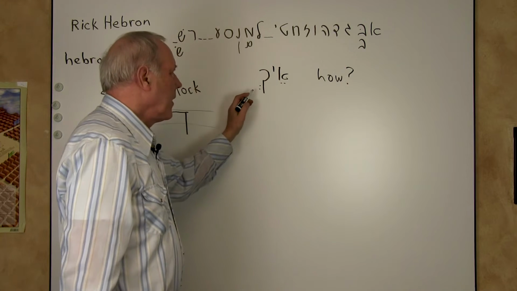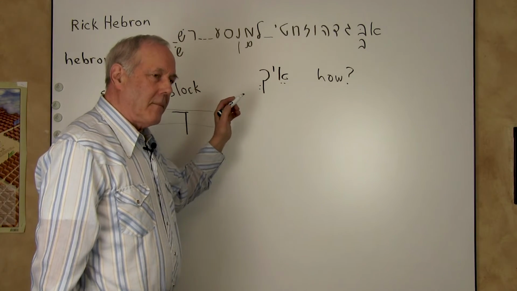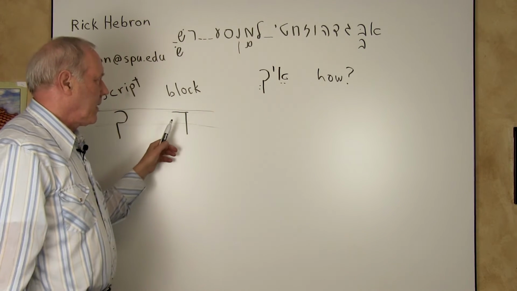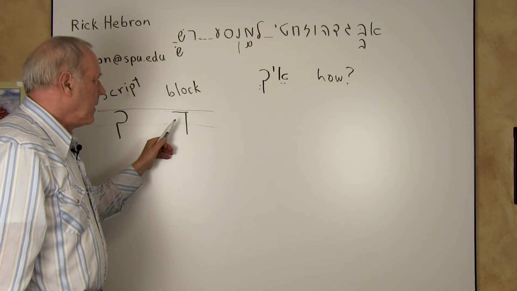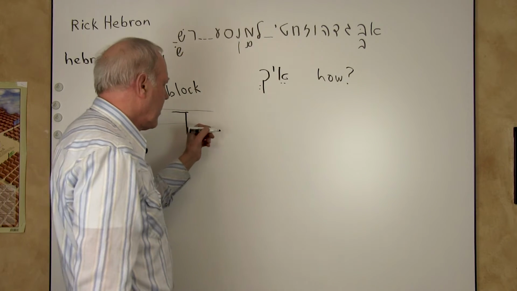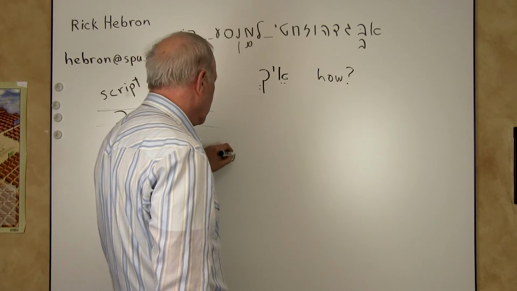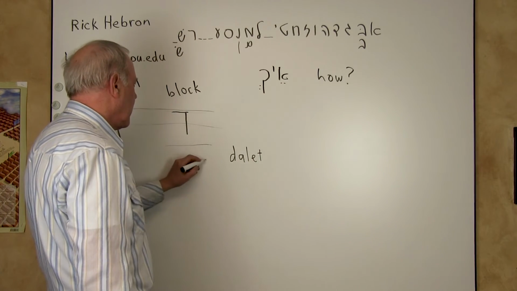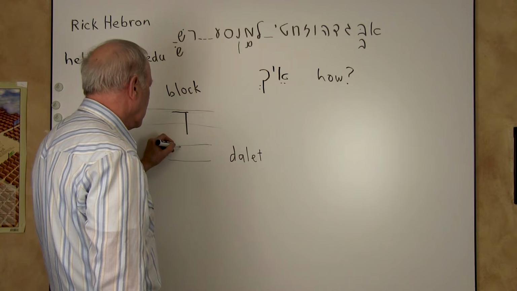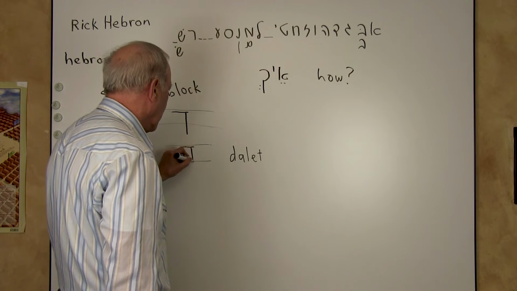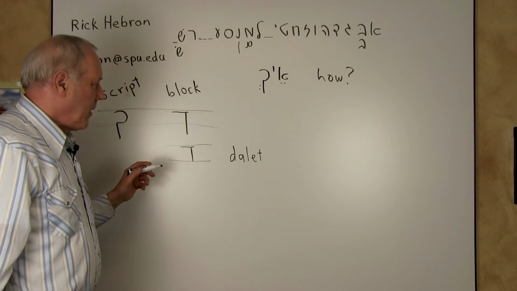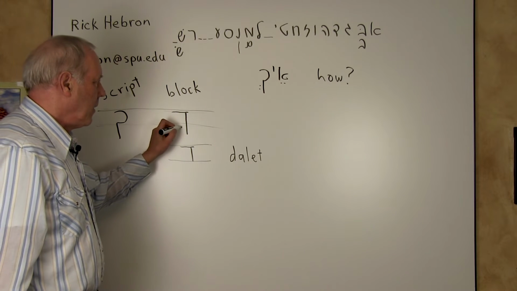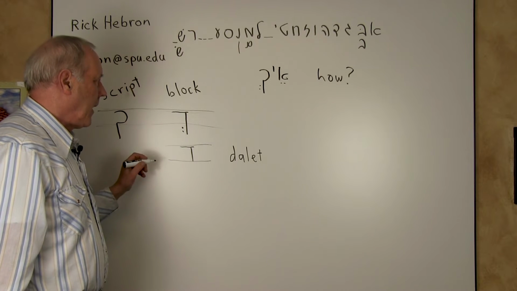You see these dots here? There's a reason for these dots, and the reason has to do with what the block chaf looks like. The block chaf looks a little bit like a dalet. The dalet fits within the line, and it looks like this. So, to keep from having a confusion between this letter and this letter, we put a couple of dots there.